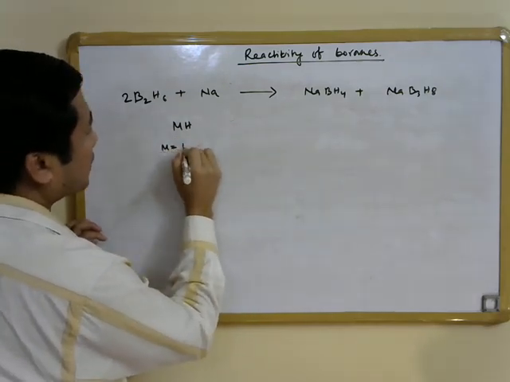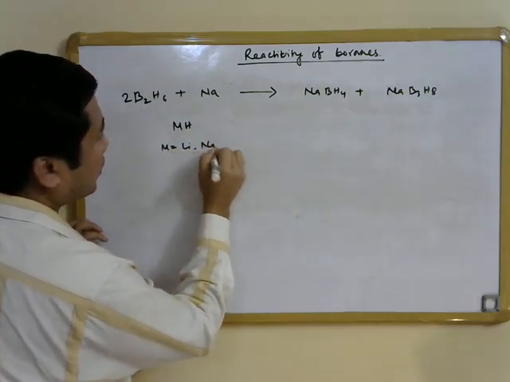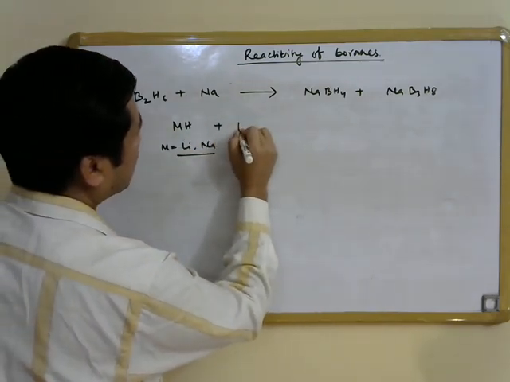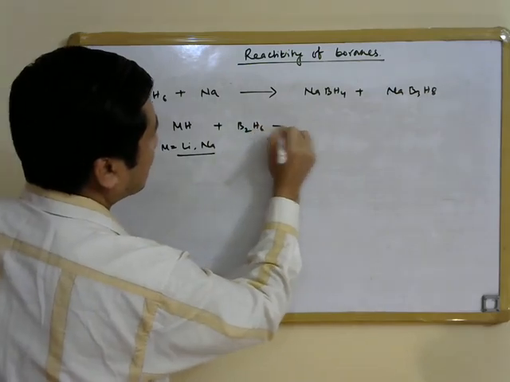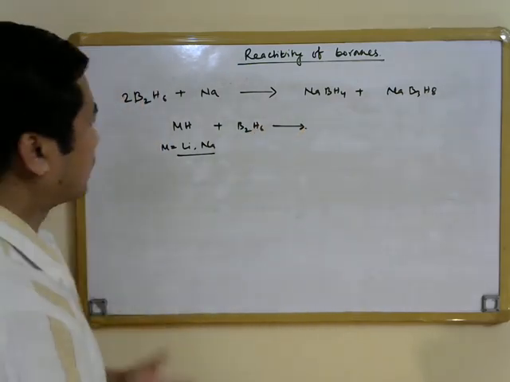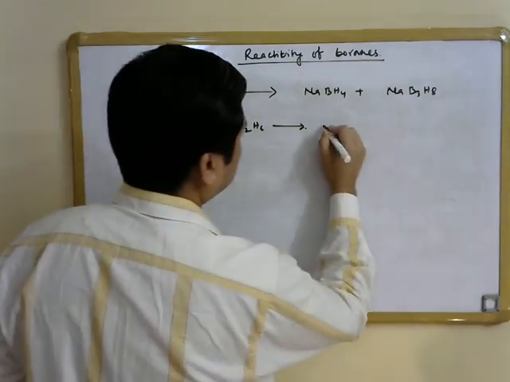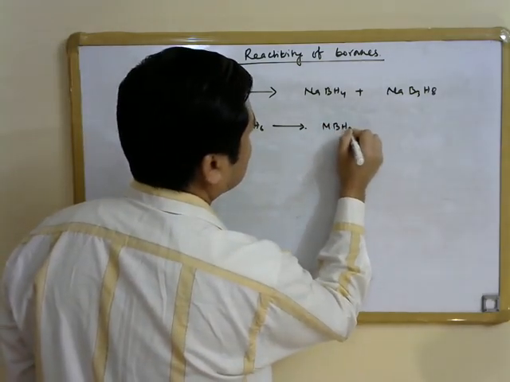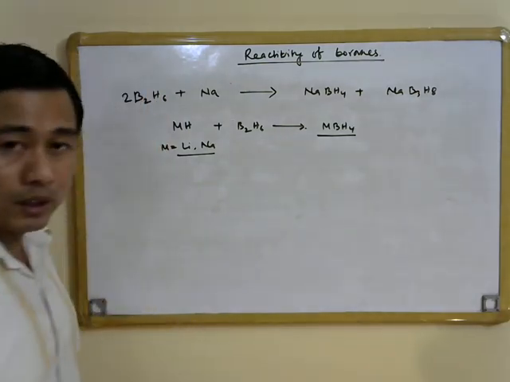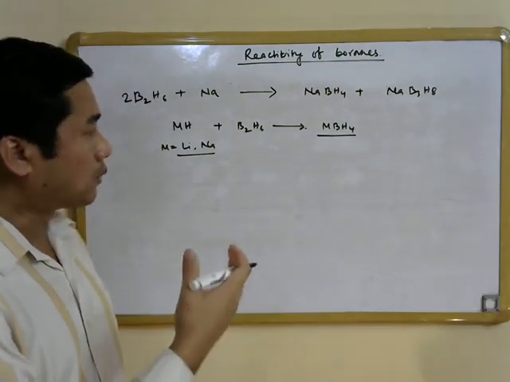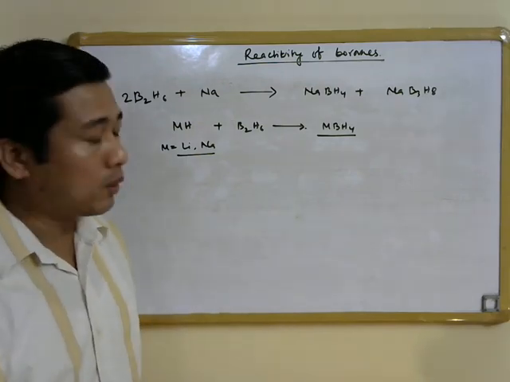So here M is like lithium or sodium, these sorts of alkali metals. And then when we react with B2H6, we obtain the sodium borohydride or alkali metal borohydride in quantitative yield. So these are better methods of preparation of these alkali metal borohydrides.